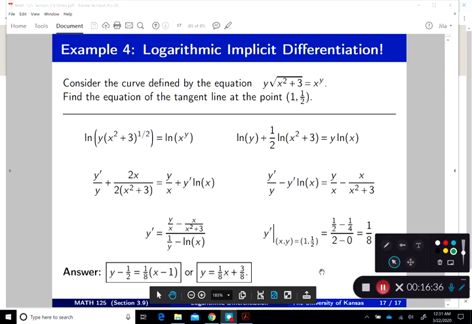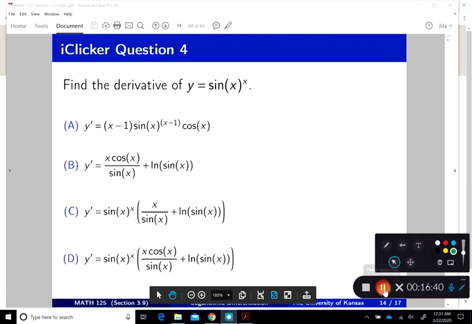So next we're going to discuss two iClickers. This one is section 3.9 iClicker question 4. The question is asking, find the derivative of y equal to sine of x to the power x. Now it's time for you to pause and think.